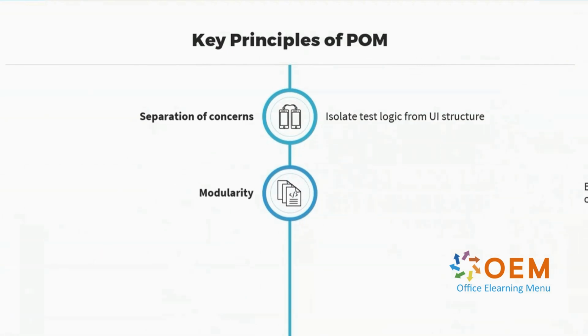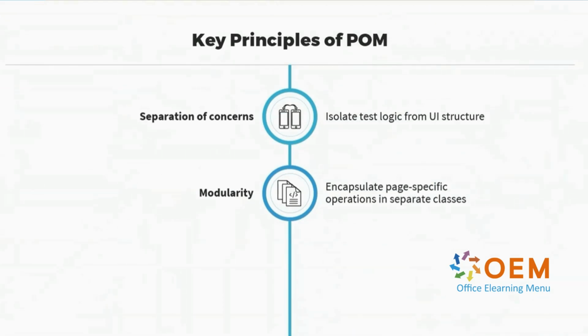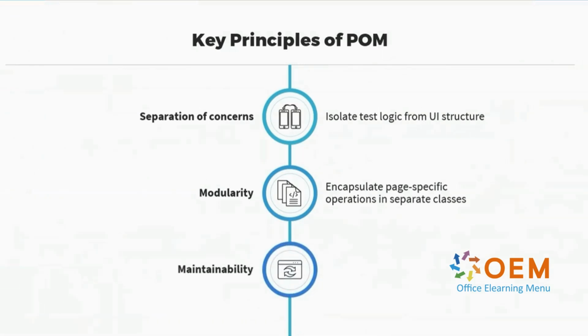Then we have modularity, which can be accomplished by encapsulating page-specific operations in separate classes, which means each page class will represent a single page of the application and it will contain the elements and methods specific to that particular page. Finally, maintainability, which means that when there is a change in the user interface, we only need to update the page classes and the changes will be reflected across all our test scripts that use those particular page classes.